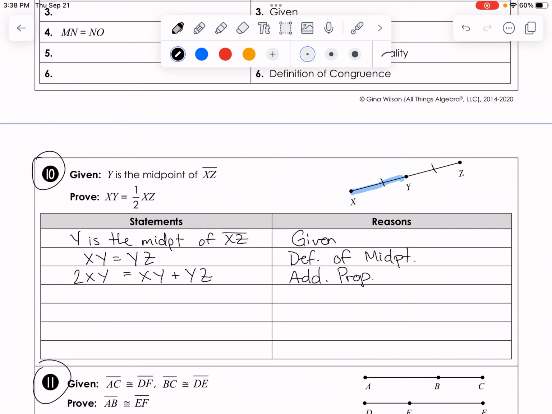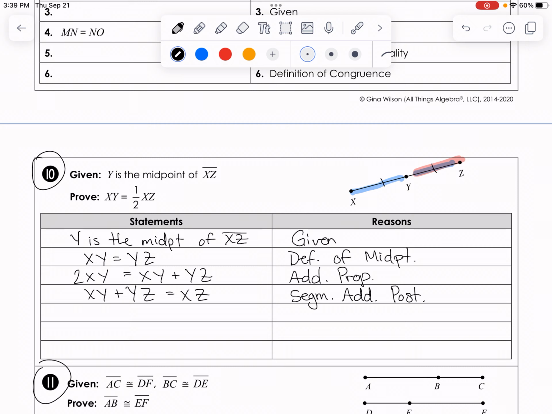All right. Now, something else that we know is that xy plus yz, if you take this xy plus yz, I'm going to highlight this in red. That's equal to the entire thing. It's equal to xz. How do we know that? Because that's the segment addition postulate. So we're just trying to think of what we have that can possibly help us here.